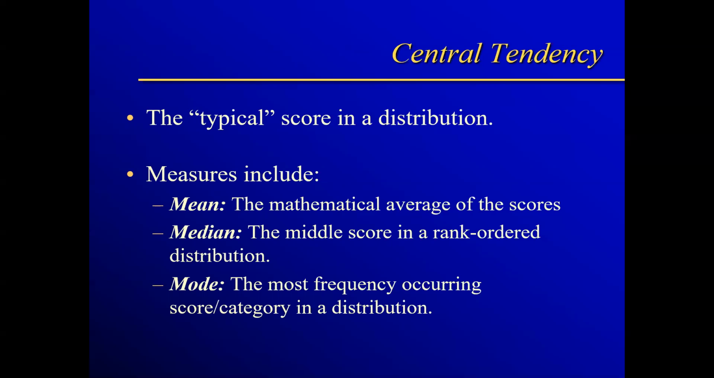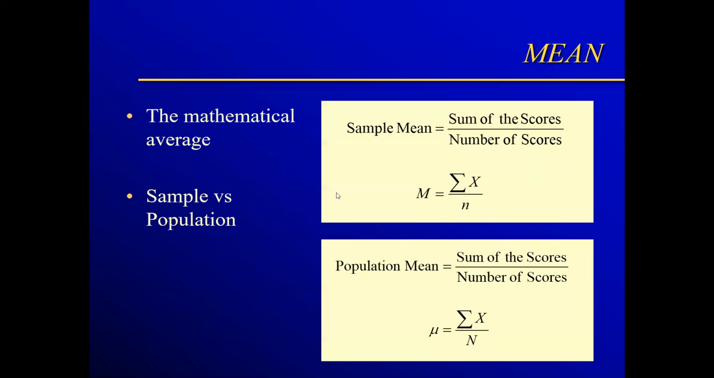So let's jump into central tendency. The central tendency is just the typical score in a distribution, and we can figure this out in a couple different ways. We could use the mean, which is just the mathematical average of all the scores. We could use the median, which is the middle score in a ranked order distribution, or we could use the mode, which is just the most frequently occurring score or category in a distribution. I'm not going to go into how to calculate each of these because I'm going to assume that all of you know how to calculate the mean, median, and mode.